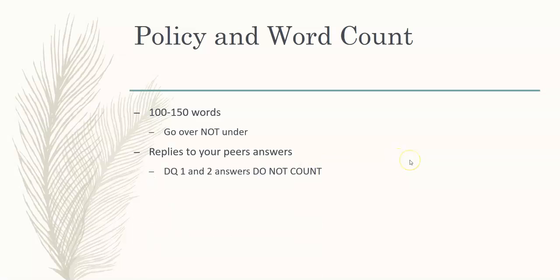Replies for participation are to your peers. So answering DQ1 and DQ2 do not count for participation. Those are separately graded assignments. DQ1's worth 5 points, DQ2's worth 5 points. Participation's worth 20 points. Okay, so those are separate. So it's not DQ and then one reply. If you're going to get a DQ in today, like DQ1 in today, if you want to earn participation, you still got to get 2 replies to your classmates.